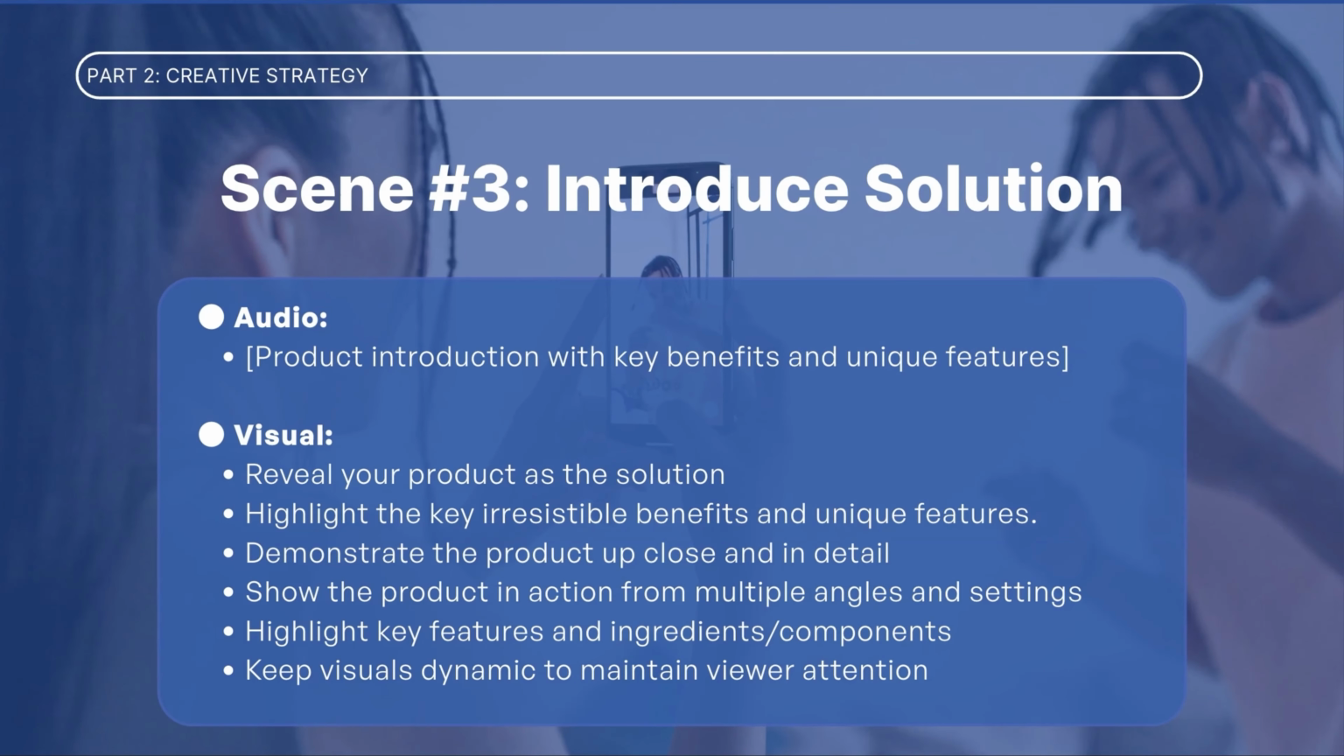In Scene 3, reveal your product as the solution. Highlight the key irresistible benefits and unique features. Show the product up close and in detail, the packaging, the product itself, and show the product in action from multiple angles to keep things engaging. Keep visuals dynamic to maintain viewer attention.